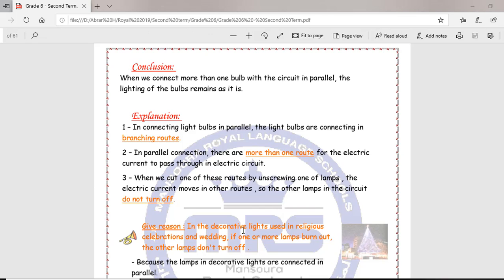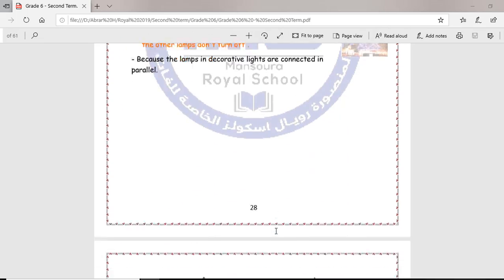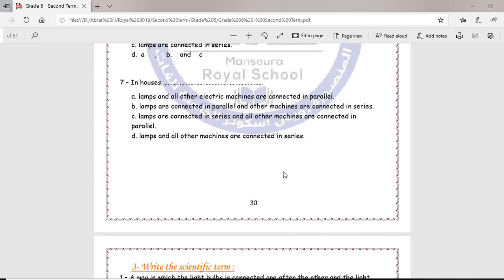So in parallel connection, there is more than one route for the electric current to pass through in the electric circuit. That's all for this lesson.